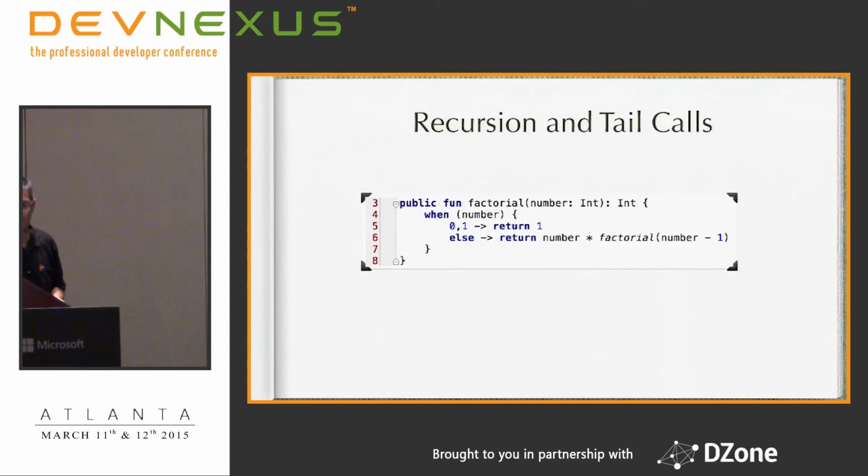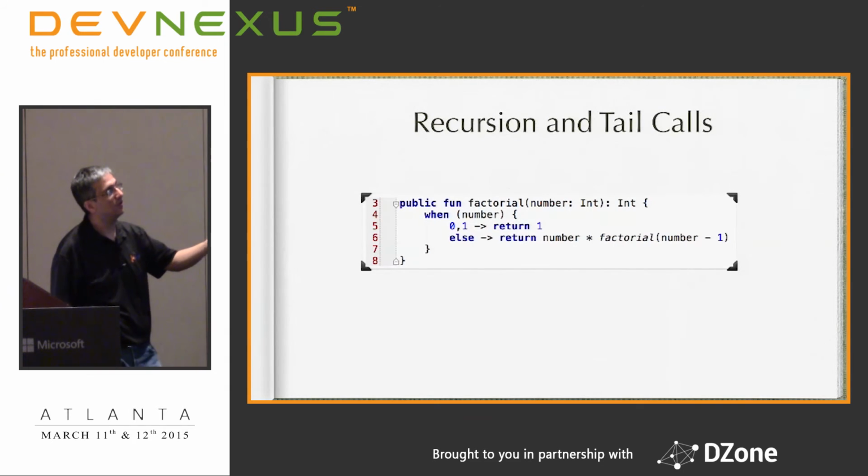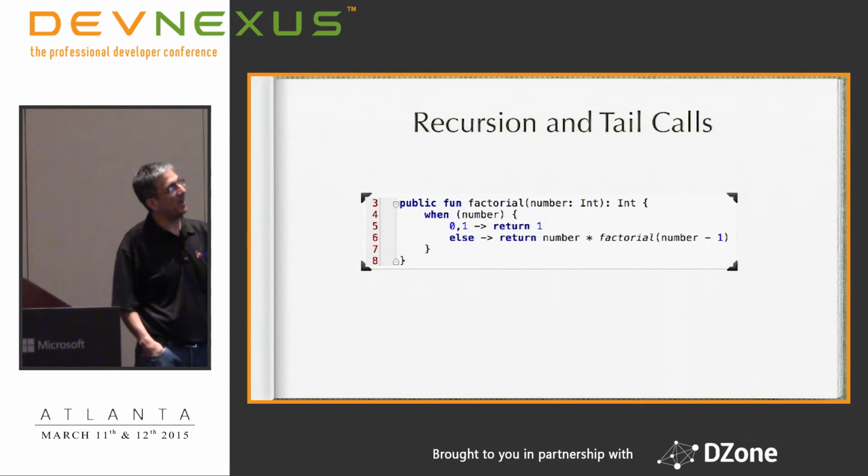Another concept that often comes up is the concept of recursion and tail calls. So here, I have a factorial, and this does: if 0 or 1, return 1, else return number times factorial of number minus 1.